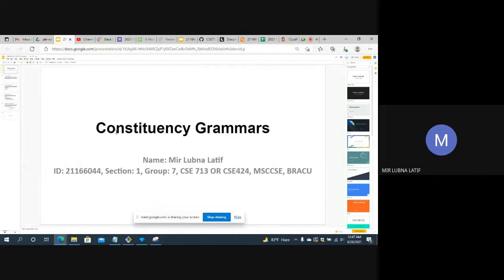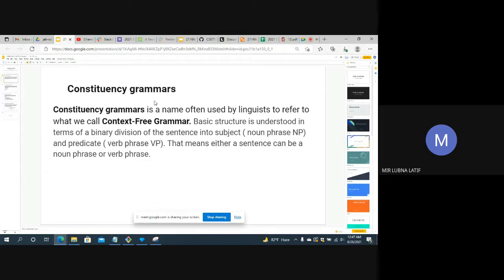I'm going to talk about constituency grammars. What is constituency grammar? It is a name often used by linguists to refer to what we call context-free grammar. The basic structure is understood in terms of a binary division of a sentence into a subject and predicate. That means a sentence can be described as a noun phrase or a verb phrase.